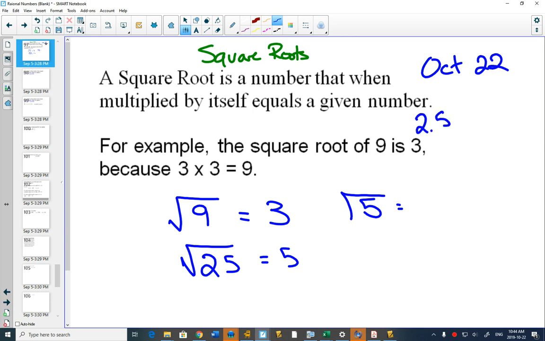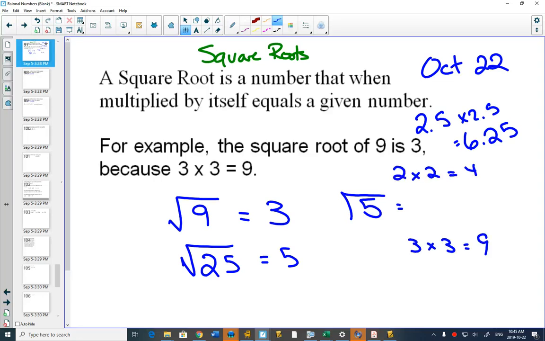It's good. I like it because it's half of 5. 2.5 times 2.5. Anybody have their calculator handy? Oh, I'll do it in my head. 2.5 times 2.5 is 6.25. Close to 5, but not quite right. Thank you, Justin. It was a really good estimate. Does it make sense that since 2 times 2 is 4 and 3 times 3 is 9, that 2.5 was a good estimate? It has to be somewhere between 2 and 3.